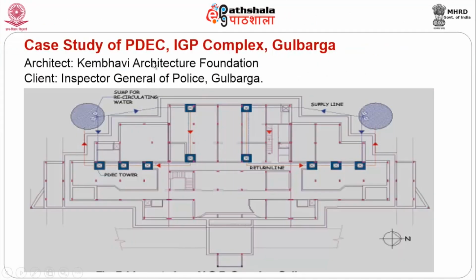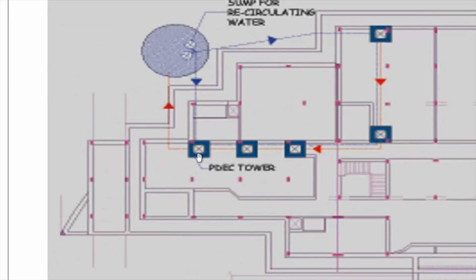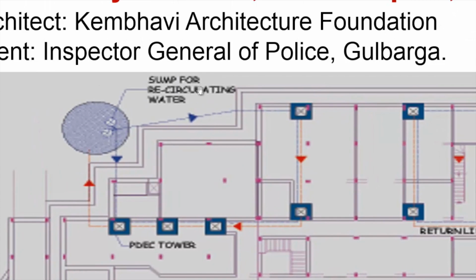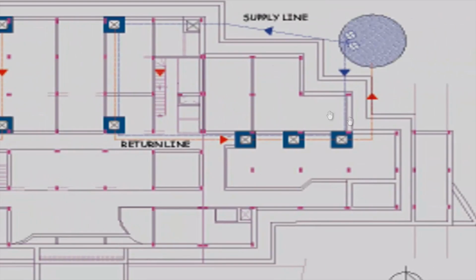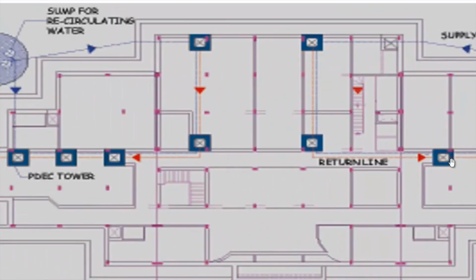We look at the case study of passive downdraft evaporative cooling of the IGP complex at Gulbarga. The client is the Inspector General of Police, and here you can clearly see that there are these PDEC towers located at various points. There is a sump for recirculating water. Water is sprayed into these PDEC towers. Whatever wastewater comes is collected down, it further goes here and then it is recirculated back. So, this is the plan of the IGP building at Gulbarga.